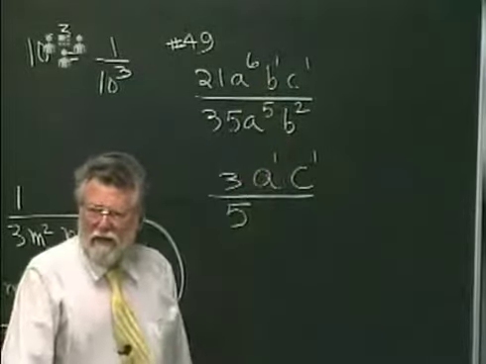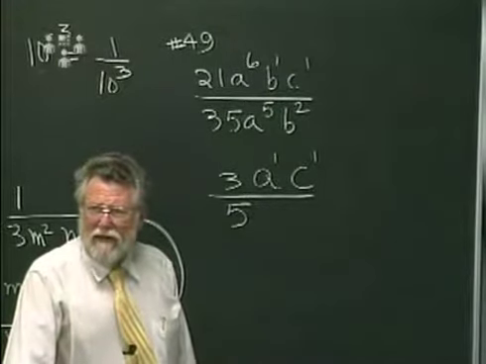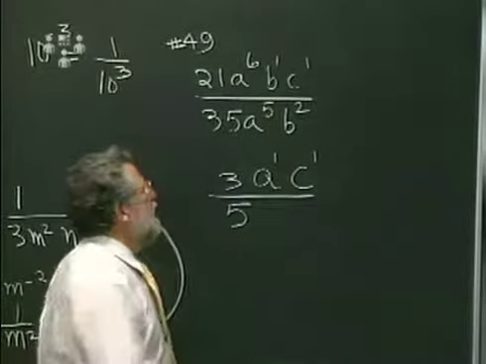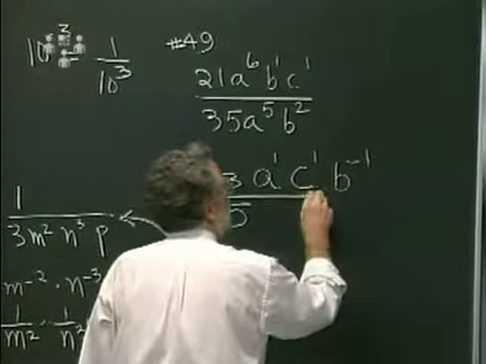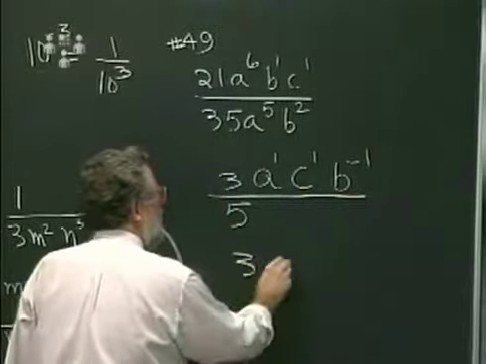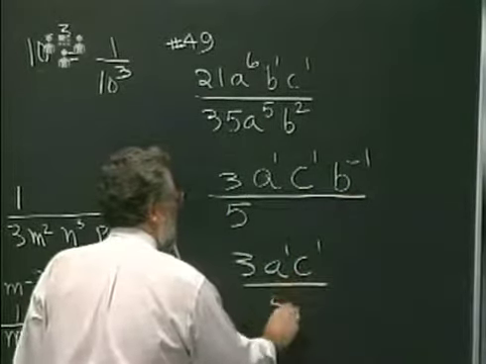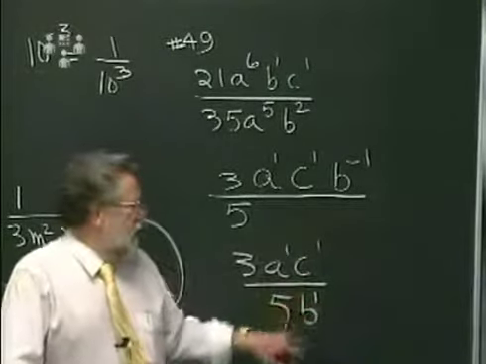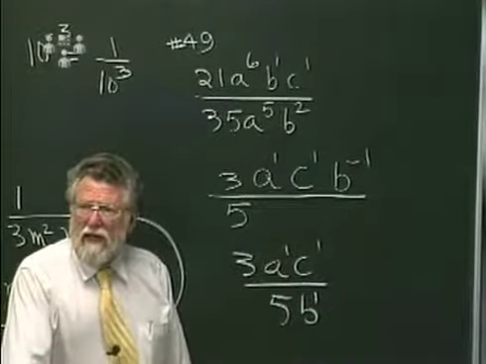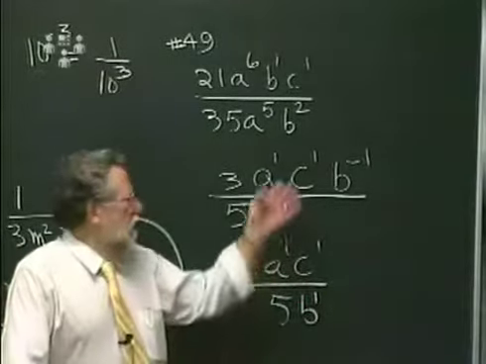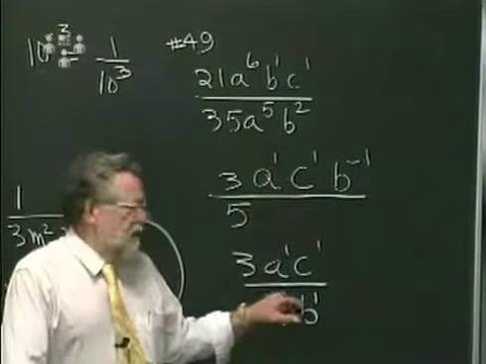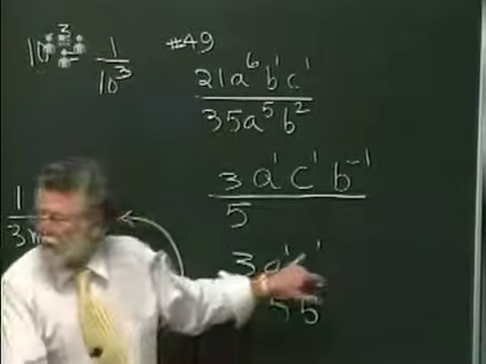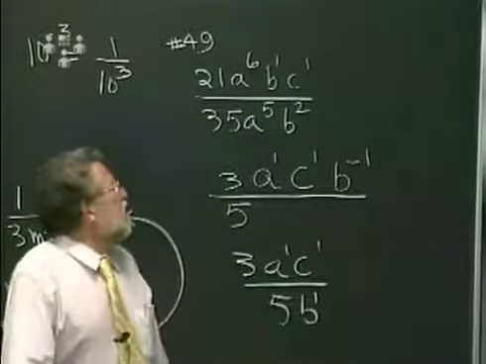Now I have a choice. What are my choices? I could say b to the minus 1. Or I could have said 3a to the 1st, c to the 1st, over 5b to the 1st, which is why I took it out of alphabetical order so that I could rewrite it here and still have the a and the c as they were the step above. But you would not see the answer that way. Most likely you would see it without the 1s as the exponents. Did I do something that I shouldn't have there?